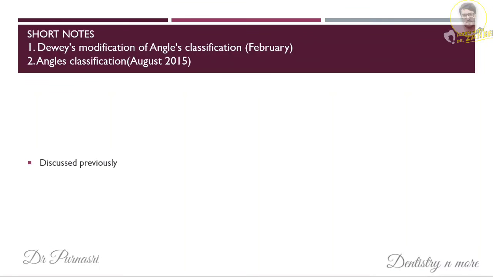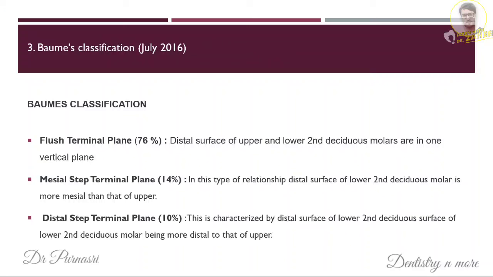Coming to the short notes, Dewey's modification we have discussed. Angle's classification, this also we have discussed. What is Boehm's classification? Boehm's classification is used in deciduous dentition. So we have discussed this flush terminal plane. Terminal plane means the relation between the distal surface of the upper and lower second deciduous molar. You have to remember this.